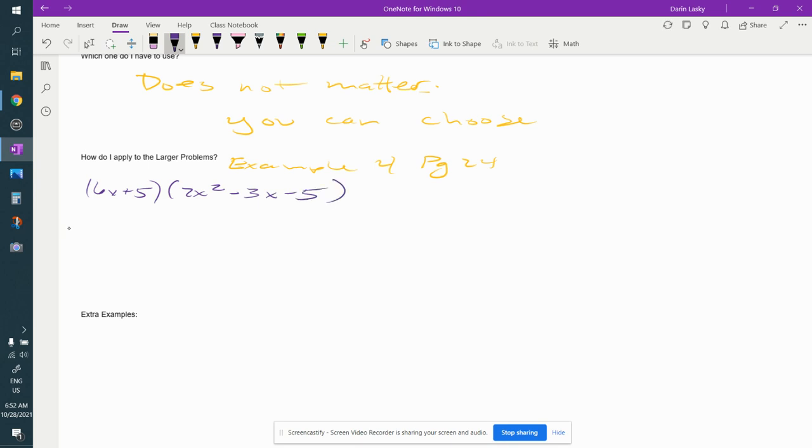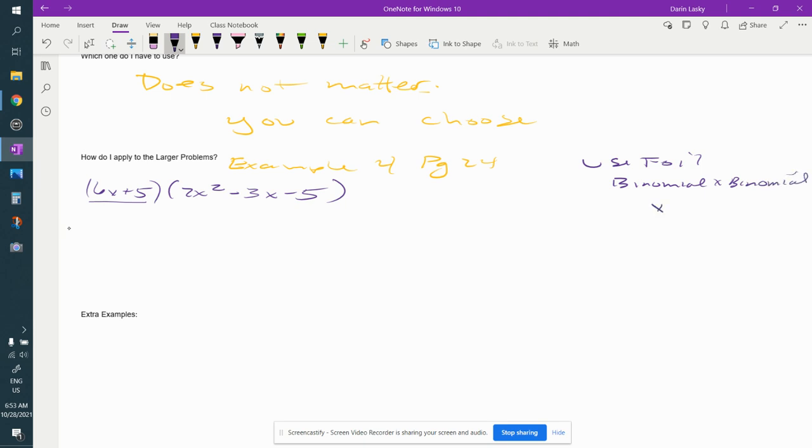Now, we can't use FOIL. So you can't use FOIL because there's not just two terms. Just so you guys know, this is called a binomial. So to use FOIL, you have to have a binomial times a binomial.